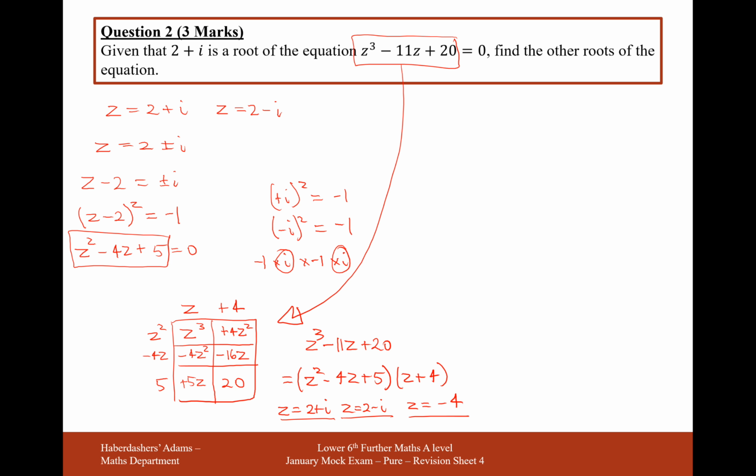This is a very standard question in the core part of the syllabus for the first year of further maths, so make sure you've had lots of practice with this type of question here. Okay, that's 3 marks.